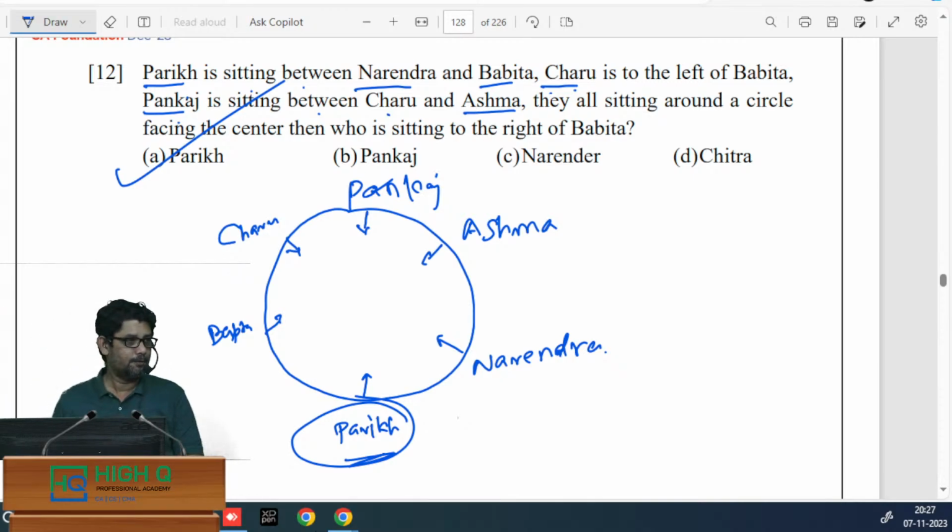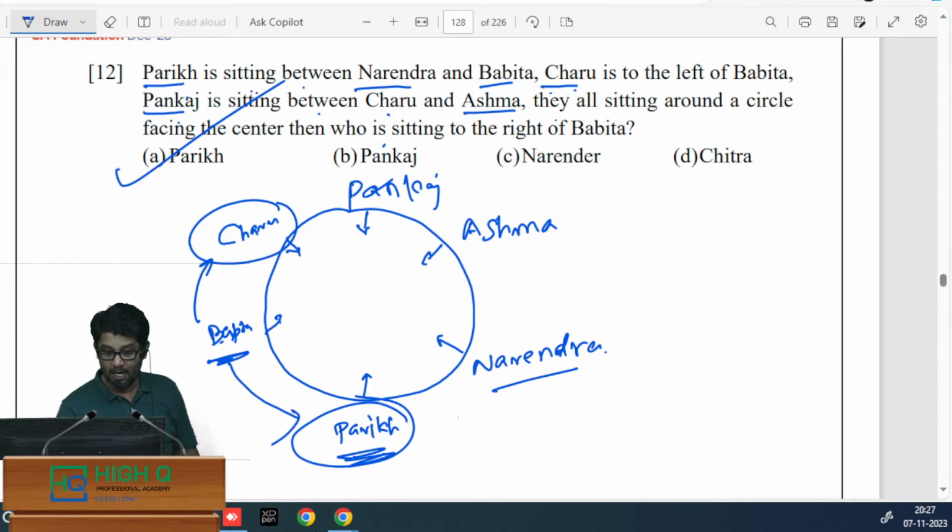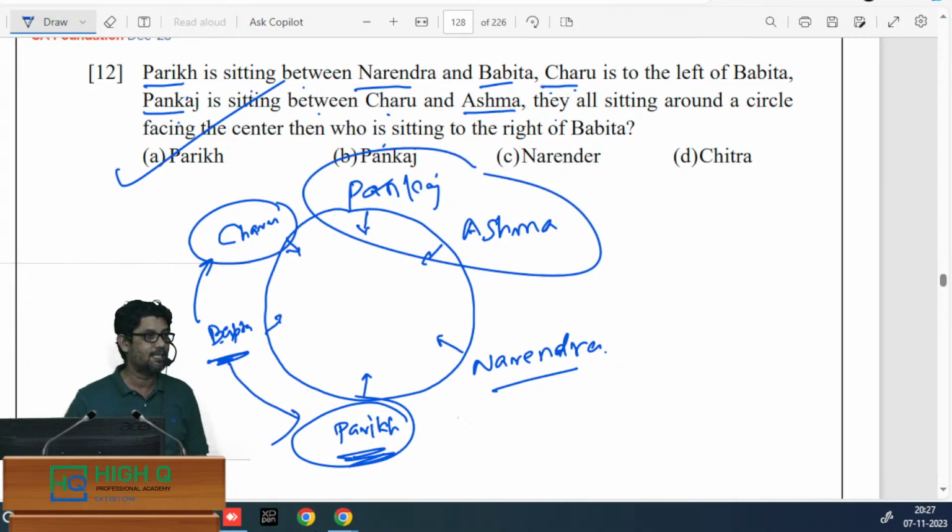But remember, I no need to arrange the full circle here with the first condition. Once I decide where Charu is coming, there itself the problem is over. See, Charu is left of Babita. So Babita has to be here, therefore Charu is here. Am I right, my dear? So Babita, Pankaj, Narendra. Now the question is what? Who is sitting right of Babita? So who is sitting right of Babita, my dear? Parik. I don't bother about where Pankaj and Ashma is sitting only.